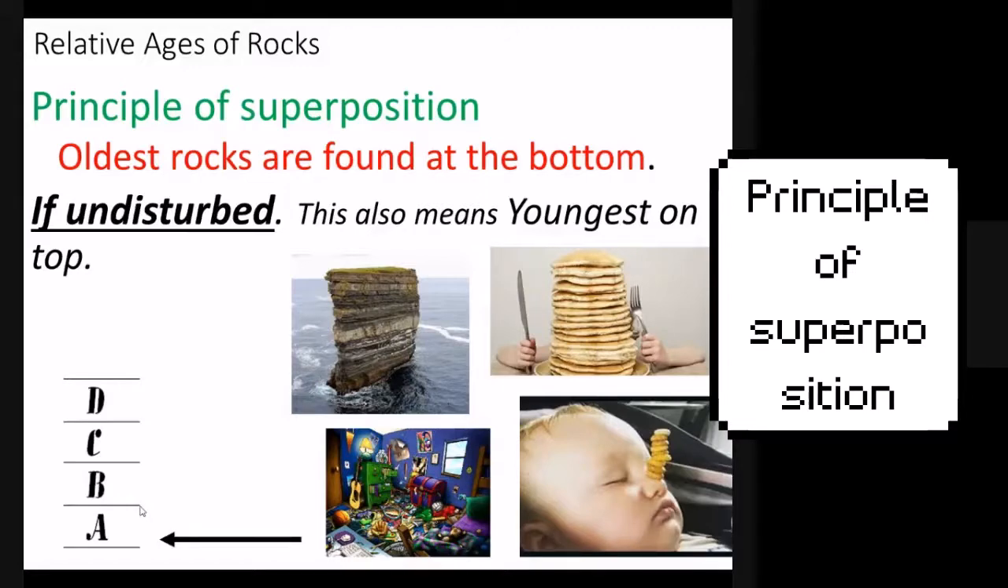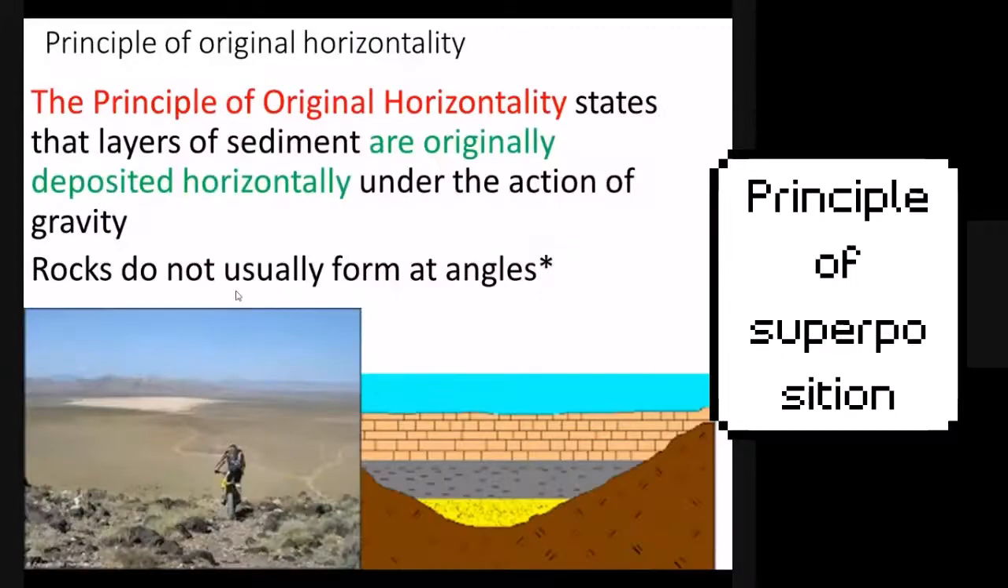Now, let's look at the principle of original horizontality. When we talk about sedimentary rocks, they are almost always deposited in nice, flat, horizontal layers. Why? Because, well, gravity. Gravity likes to push things down as far as they'll go.